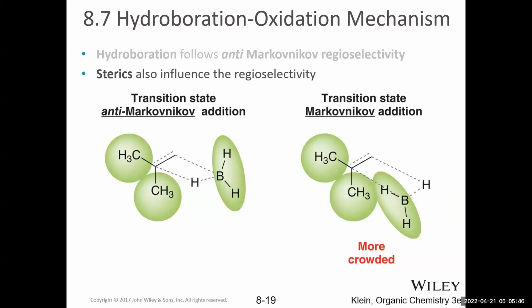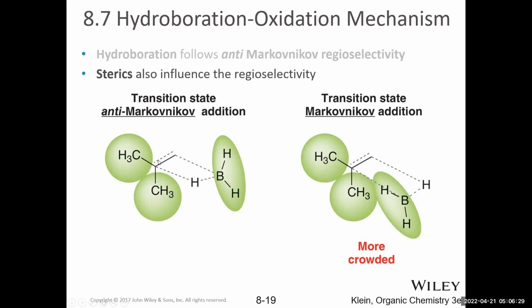So sterics also influence the regioselectivity. Notice that the boron gets added to the less substituted carbon, and the hydrogen ends up adding to the more substituted carbon. This happens in part because of the stability of the transition state, when there's less steric hindrance, versus flipping the borane around and having the boron add to the more substituted carbon, and thereby experiencing a more crowded, sterically hindered situation. So this helps explain the regioselectivity.